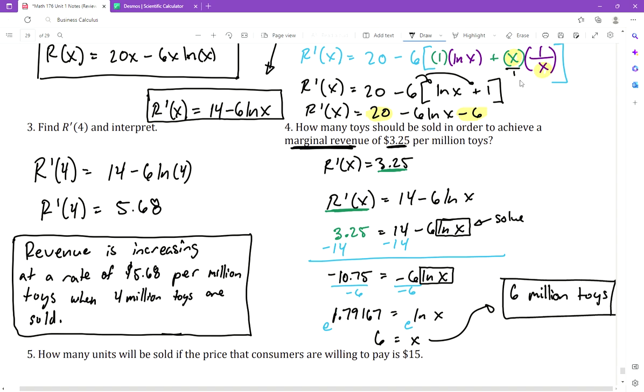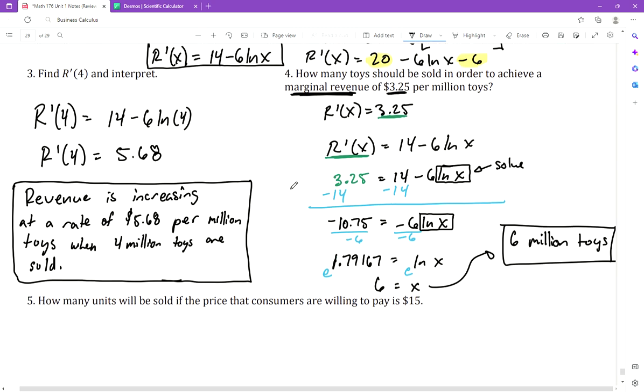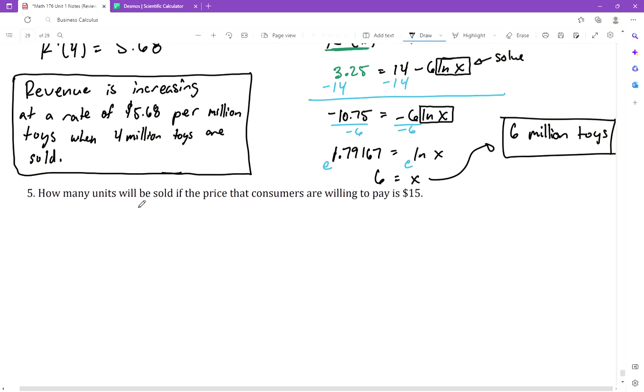Okay, nice. Let's see what else we got. So 6 million toys should be sold for that type of marginal revenue. Now this last thing says, how many units will be sold if the price that consumers are willing to pay is $15? They're saying the price is $15.